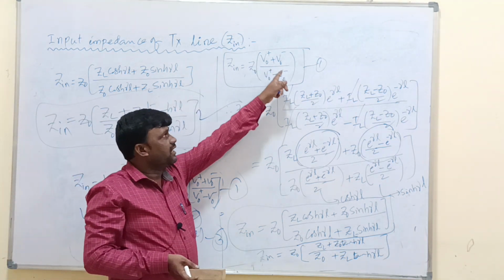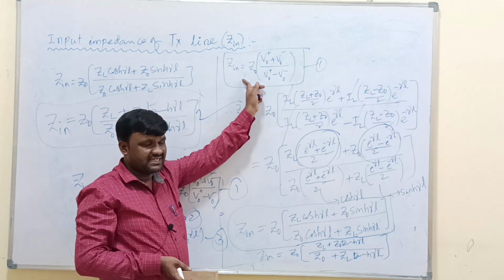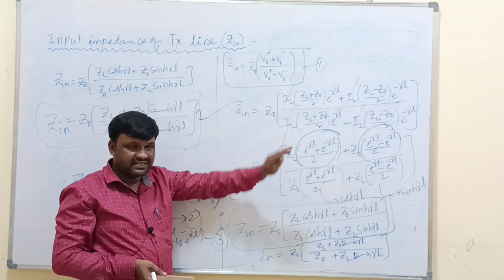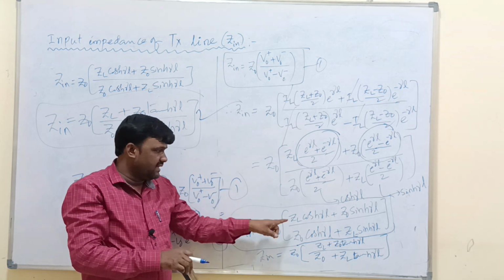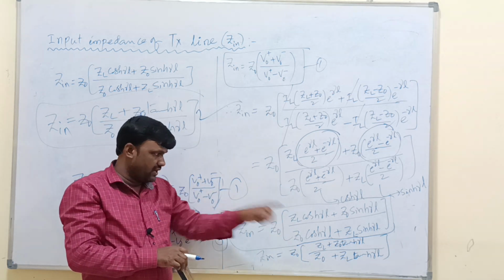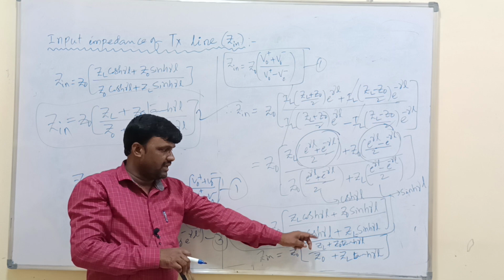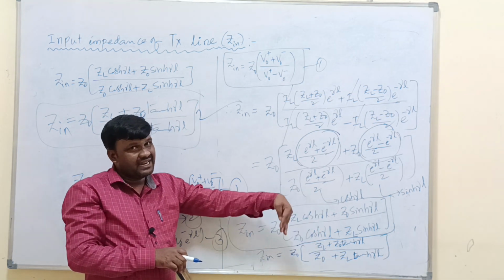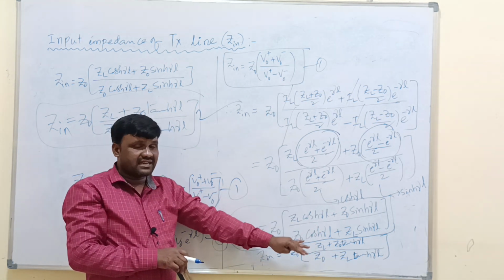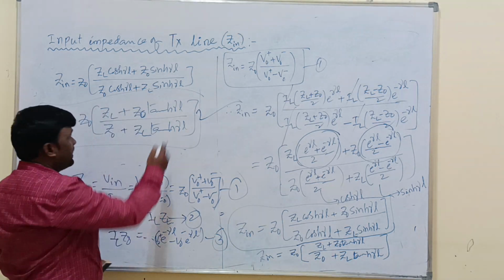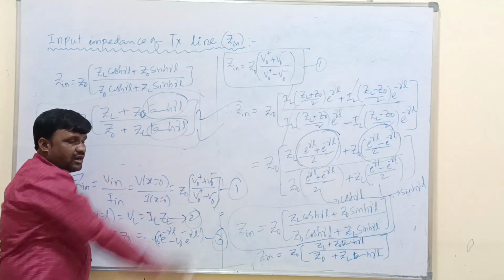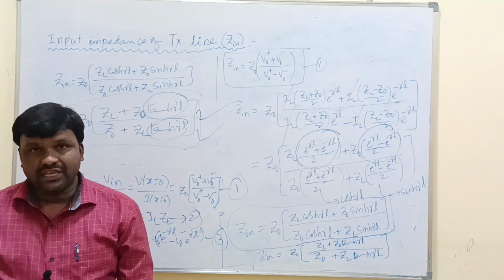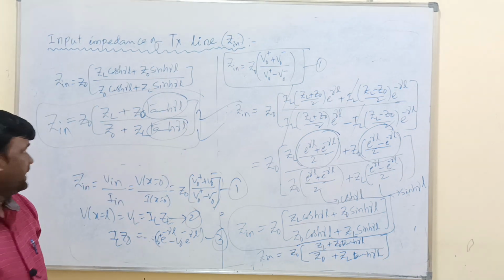And by substituting that V naught plus and V naught minus in the expression like this, we got cos h gamma L form and sin h gamma L. And by writing ZL and Z naught as separate, we got this cos h gamma L form, sin h gamma L form. And by taking cos h gamma L as common in the numerator and denominator, we got a form like this, that is tan h gamma L. So this is all about the derivation for the input impedance of the transmission line.